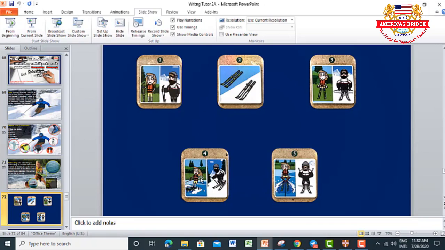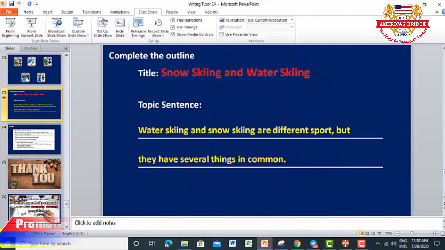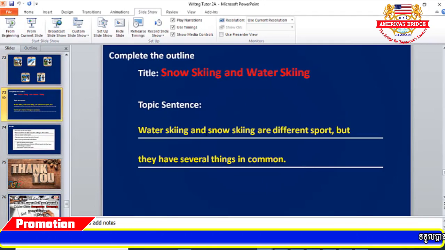But actually they don't compare helmets, because in water skiing they don't use a helmet, and one uses water and one uses snow. Anyway, you also got practice learning about snow skiing and water skiing, like they just mentioned about the topic's content here.